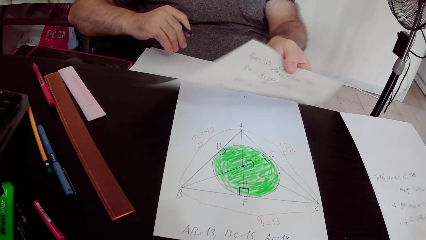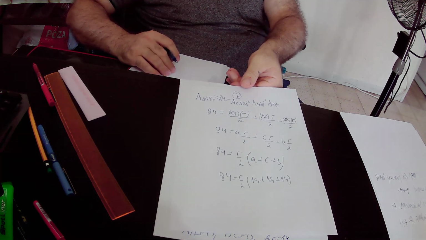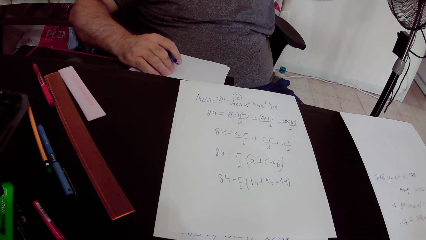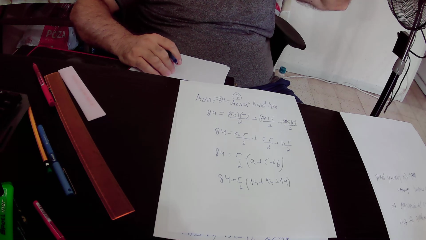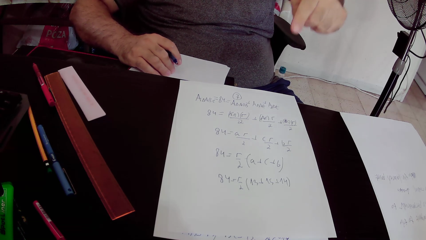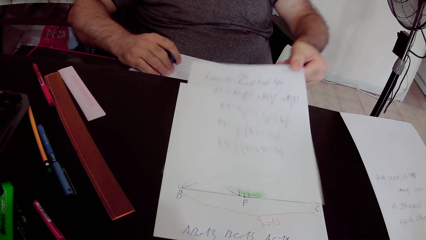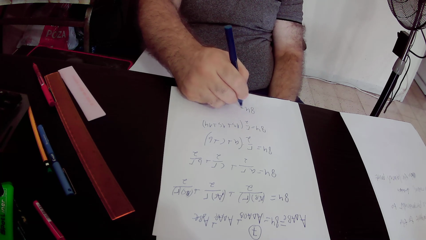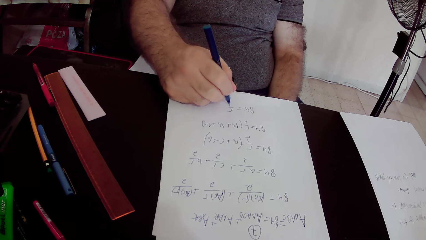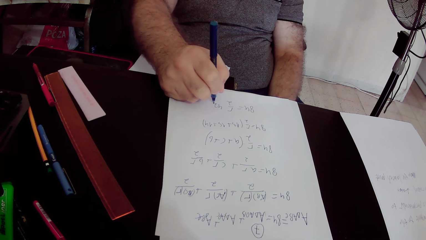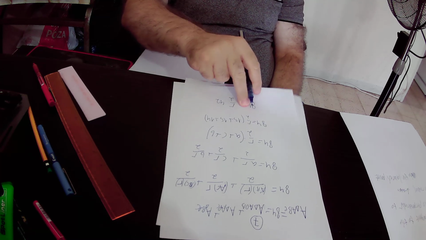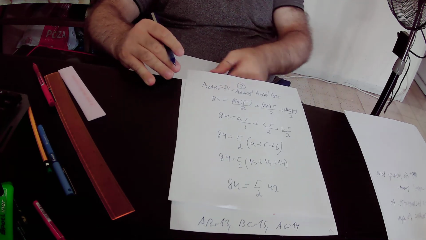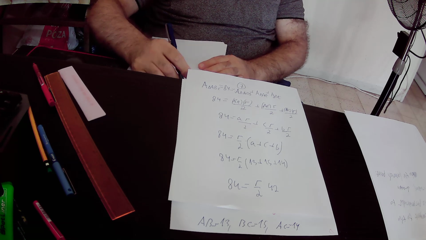So in total we got that 84 equals R over 2. In the brackets we have 13 plus 15 plus 14. 13 plus 15 is 28, and 28 plus 14 is 42. So I will write it down. We got that 84 equals R over 2 times 42. So we got this equality that states that 84 equals R over 2 times 42.